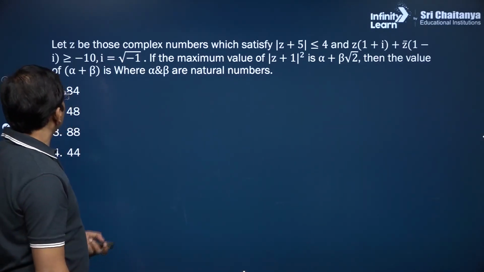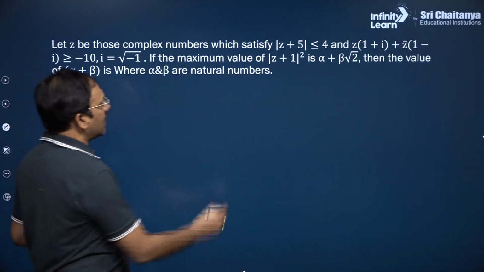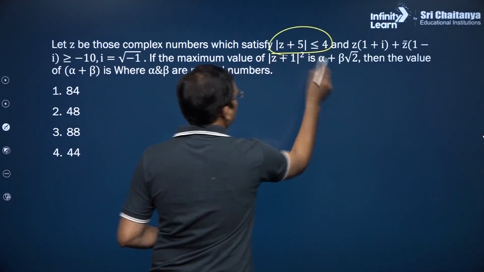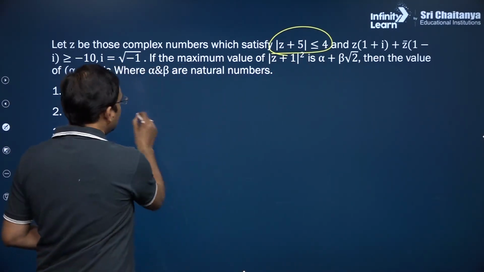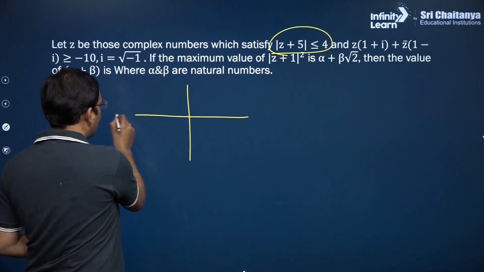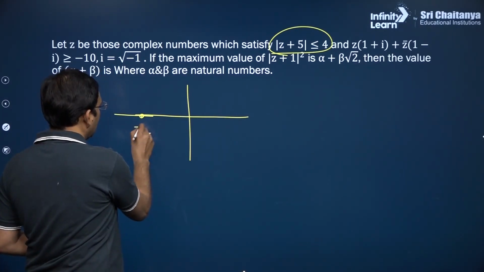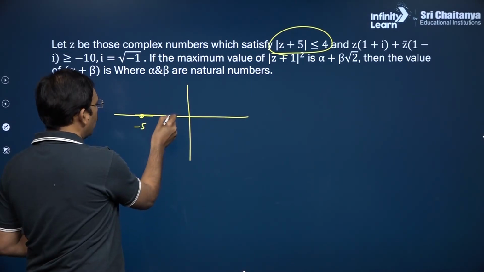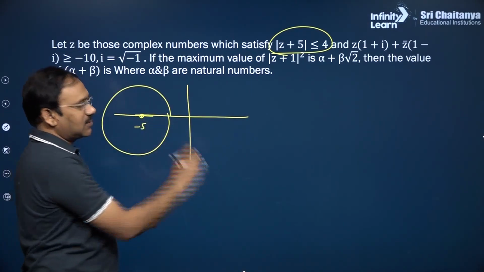Next, my dear friends, you see z be a complex number which satisfies mod z plus 5 less than or equal to 4. Geometrically this represents interior of a circle with center minus 5 comma 0 and radius 4 units. This is the circle, my dear friends.